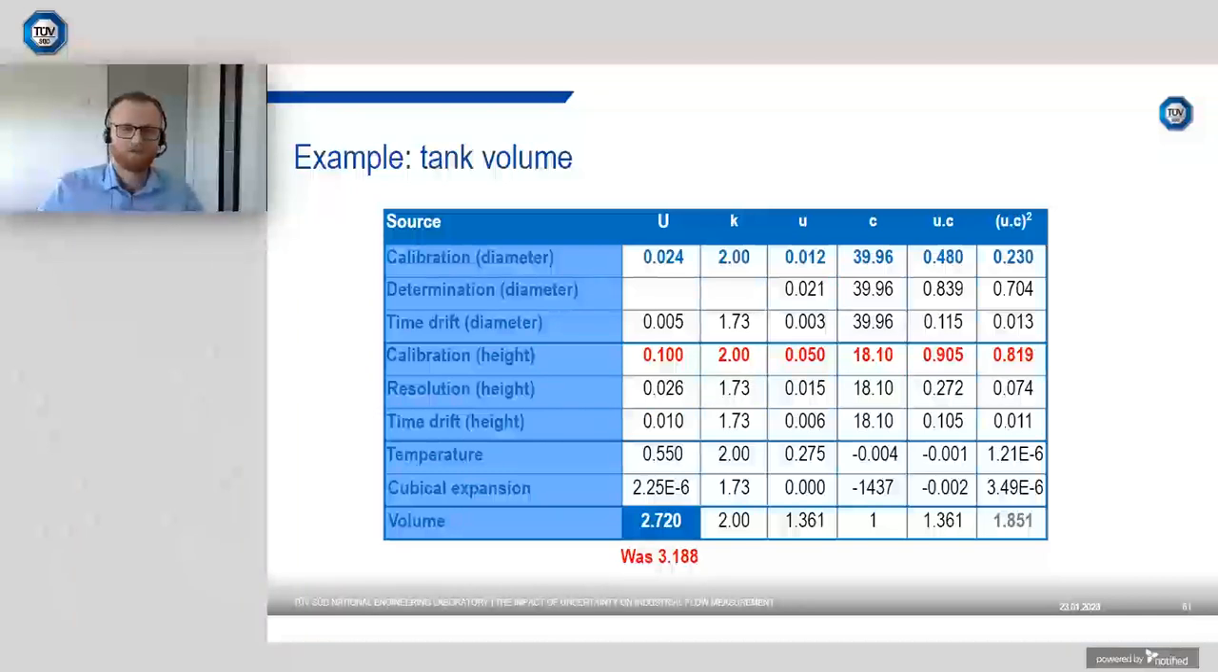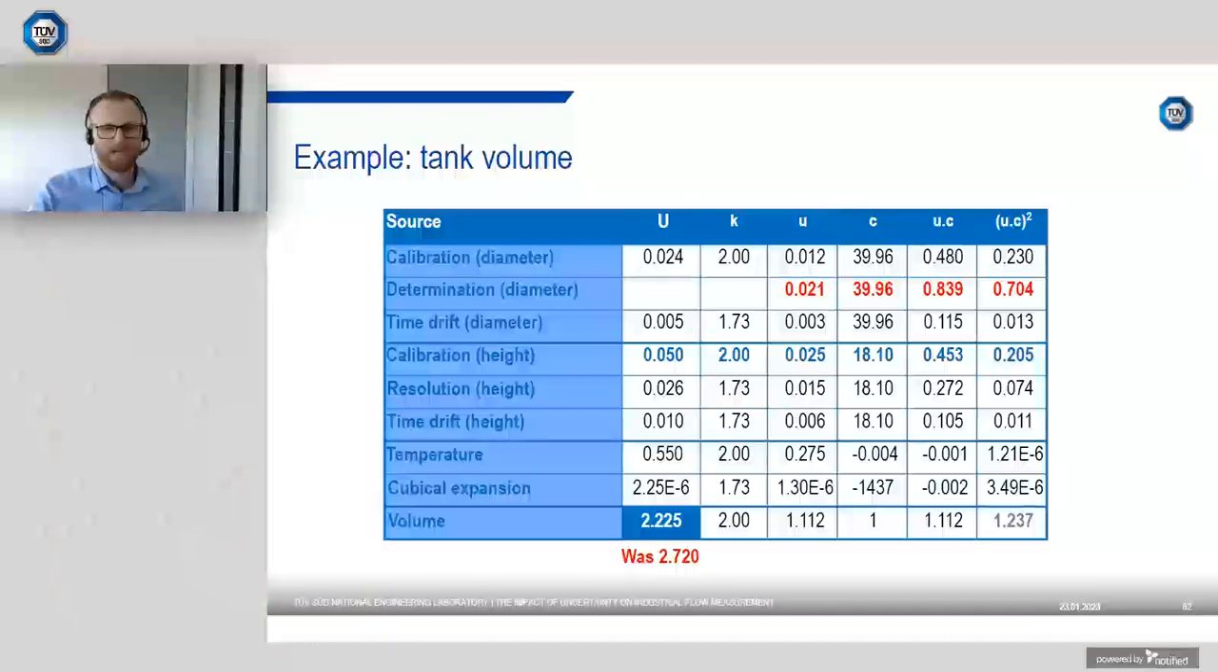So if we halved the expanded uncertainty from 0.048 to 0.024, as you can see, we could bring that uncertainty down to 2.720. If you want to bring it down further, after you do that stage, you identify the next largest source, or the new largest source. So that would be the calibration uncertainty and height.